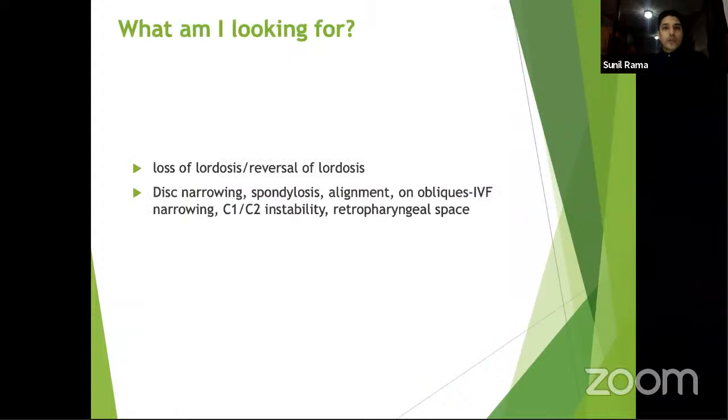A loss of lordosis or a reversal of the lordosis is something that we are seeing more and more often. Disc narrowing, spondylosis, the alignment of the vertebra, the obliques when you're requesting, the IVF when you're requesting these obliques. Take a look at any narrowing of that C1, C2, any instability coming on there. Retropharyngeal space can often detect some pathology.